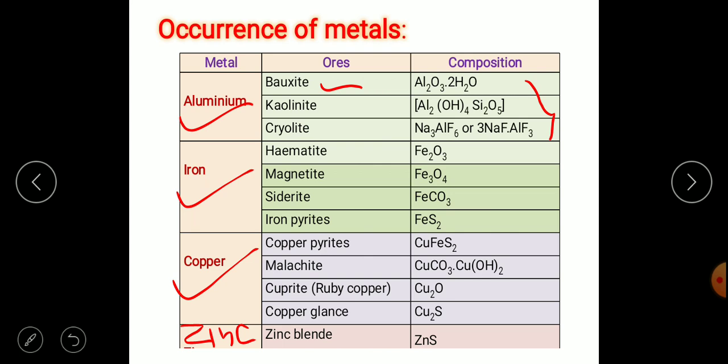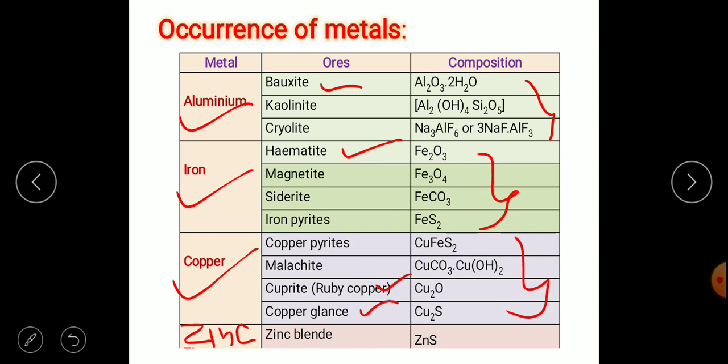Iron has the ores hematite, magnetite, siderite and iron pyrites. These are their compositions, and from hematite we can easily extract iron. Copper ores are copper pyrite, malachite, cuprite and copper glance. Usually we extract copper from cuprite and copper glance. So these are all their compositions.